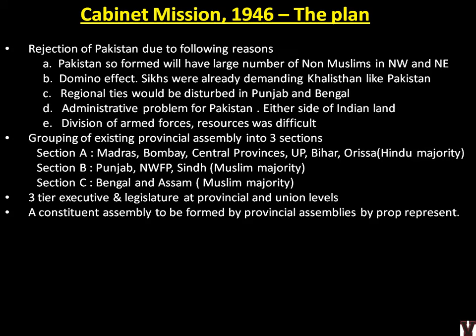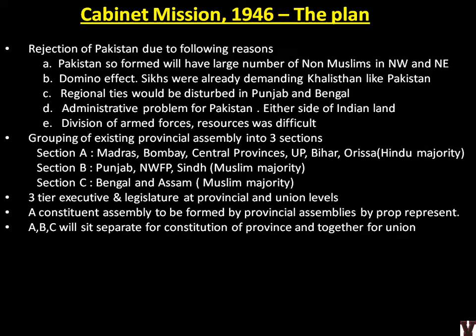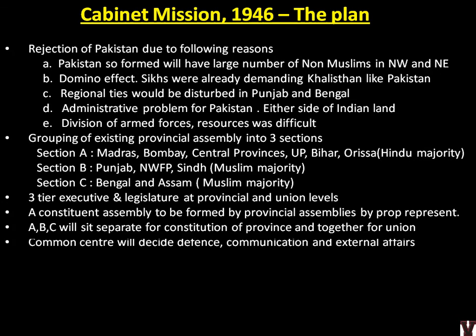A constituent assembly to be formed by provincial assemblies by proportional representation. So an assembly would be formed which will draft the actual constitution of India, and it will be formed by the provincial assemblies which are already selected. They will do a voting again, and then a constituent assembly will be selected. Then the groups ABC will sit separately for the constitution of the province and together for the union. So separate constitutions will be there, like we have in the US. States will have their own and the center will have its own, and ABC groupings will sit together and separately based on what they are drafting.